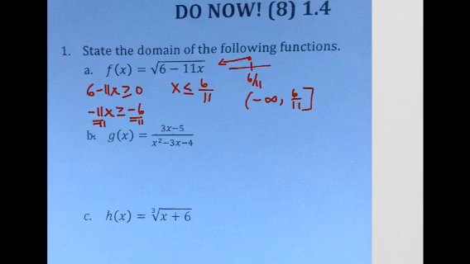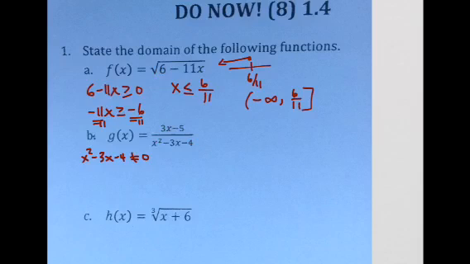Okay, for letter B, since the x in the numerator is not inside a square root or a radical with another even index, then we can ignore it. It could be all reals. In the denominator, I have x's, and I just have to make sure that this expression right here is not equal to 0. So I have to make sure that x squared minus 3x minus 4 does not equal 0.